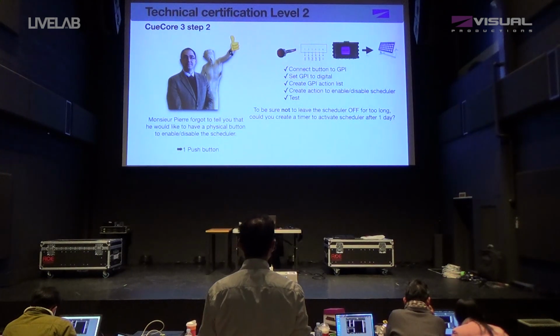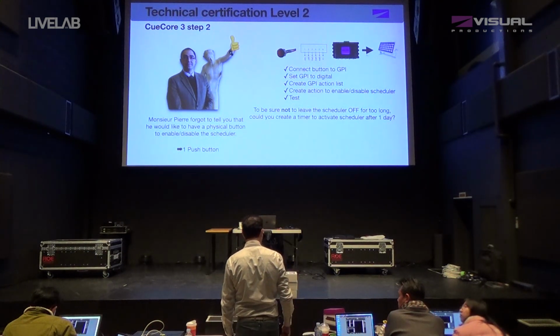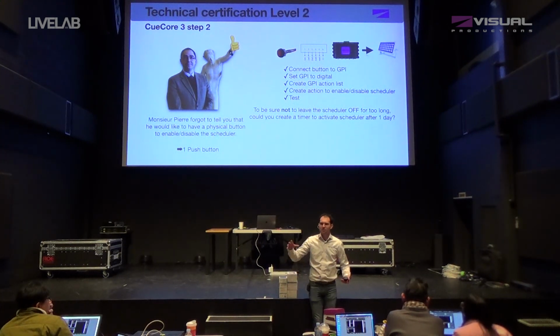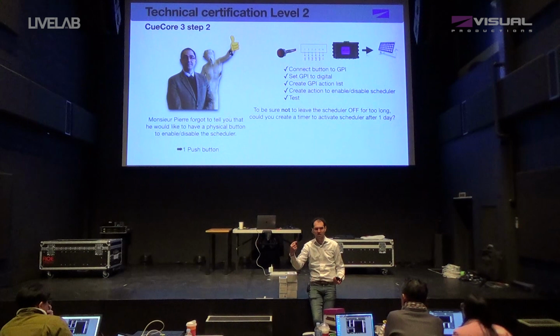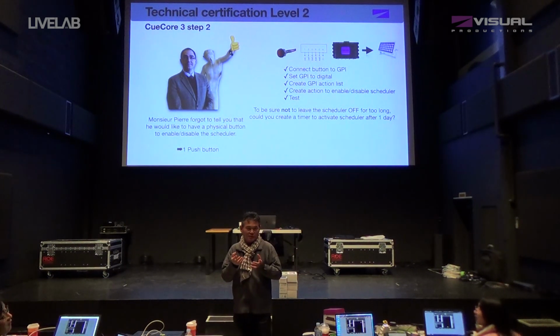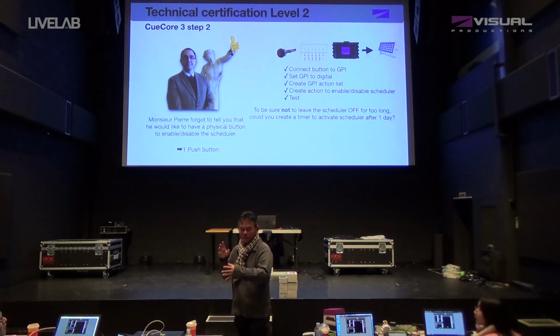Okay, so it seems everyone is on the wrong actions. So we need to think about where the trigger is coming from. And I said we want the timer to start when the scheduler action list stops. So the trigger we're going to use is an action list trigger. Okay, let me explain a little bit. That's clear?